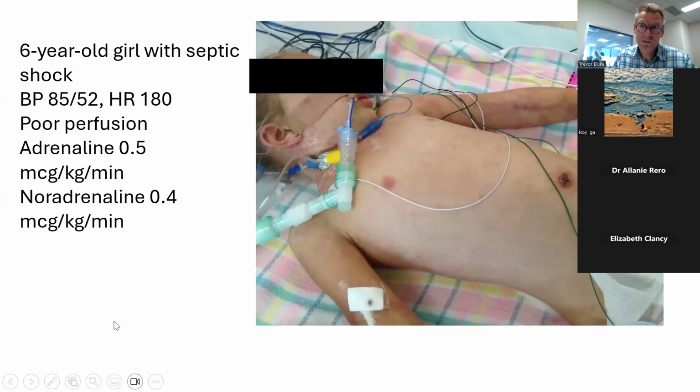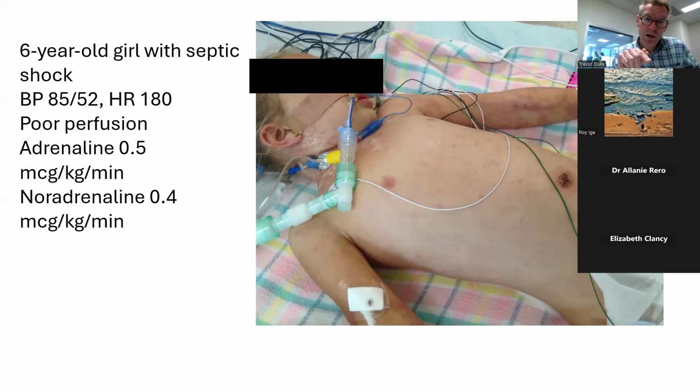I've got a case here I wanted to illustrate one aspect of adrenaline. This is a 6-year-old girl who had septic shock. And you can see for a 6-year-old girl, her blood pressure 85/52 is low and her heart rate is very high. She had very poor perfusion. She looks pale and she looks mottled.